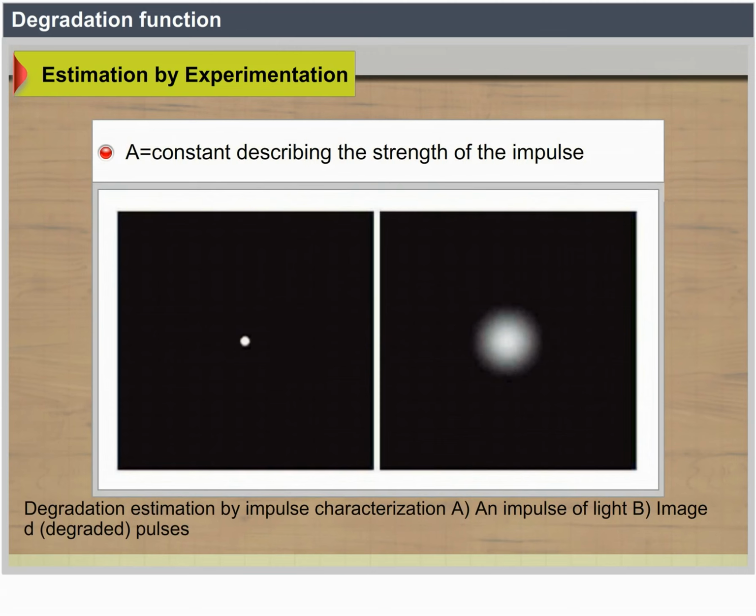From the figure, degradation estimation by impulse characterization. A, an impulse of light. B, imaged or degraded pulses. Estimation by modeling.